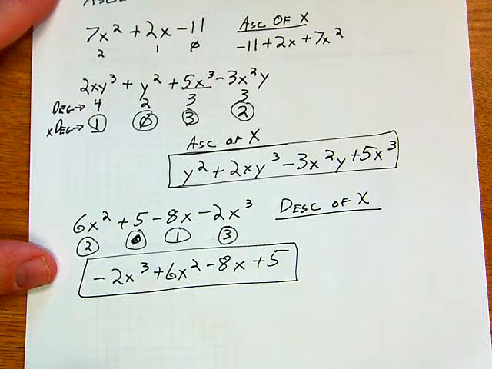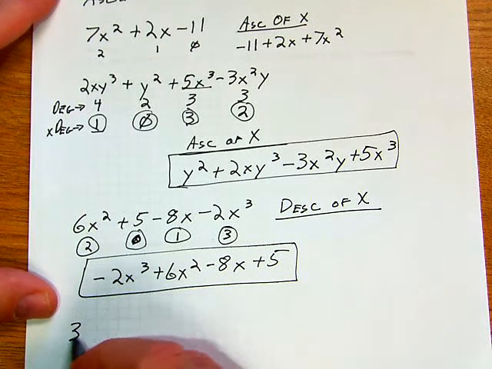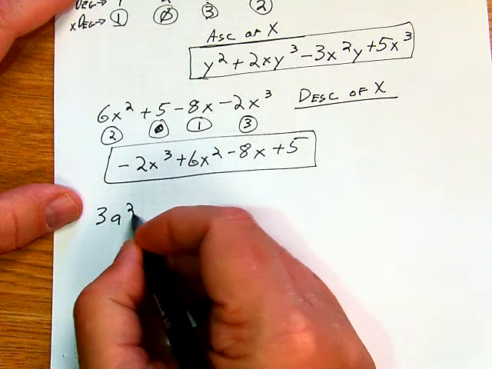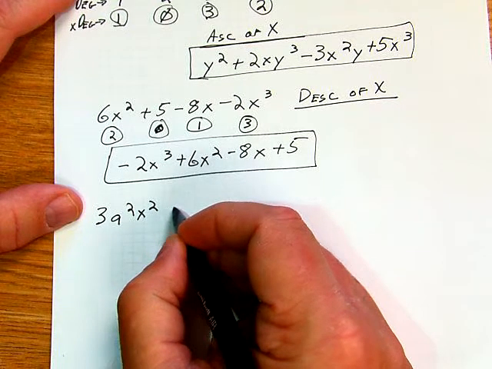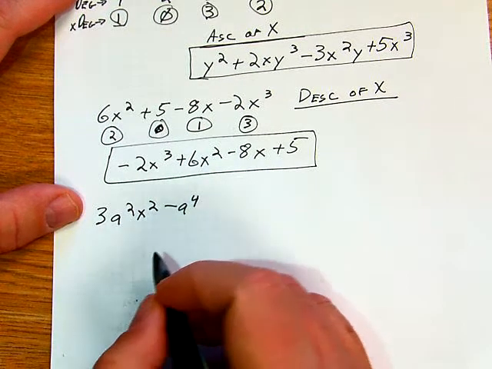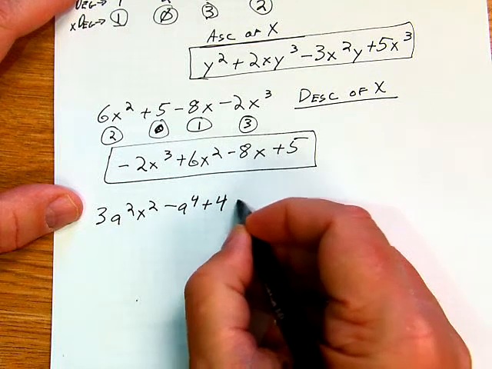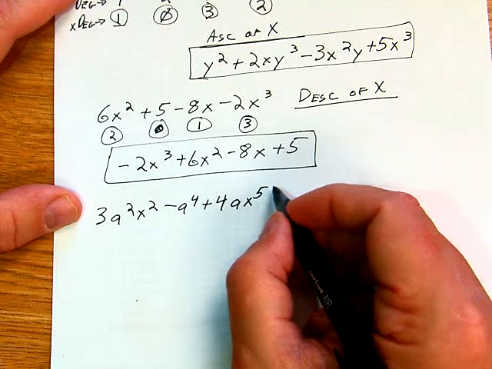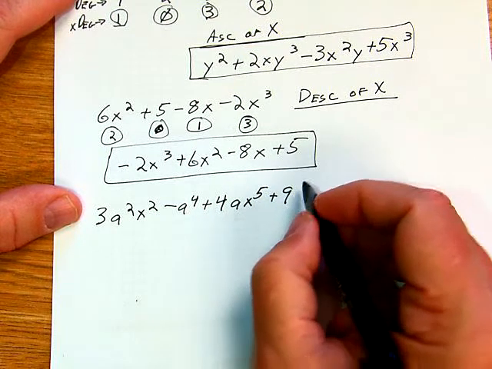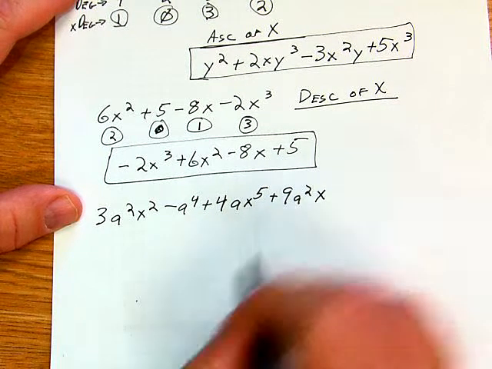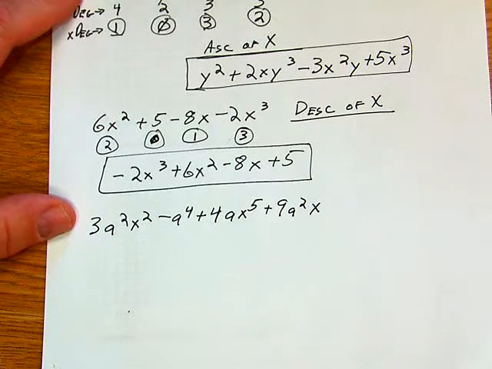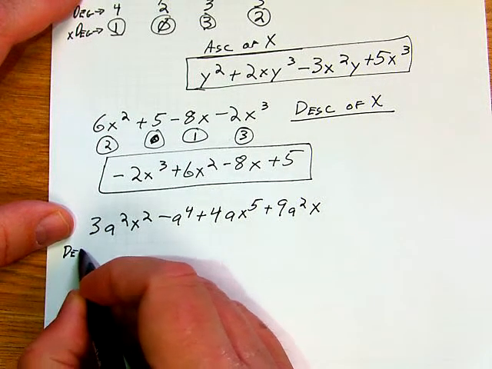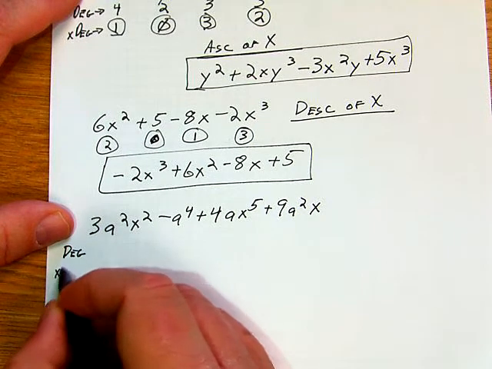And the last example, one with mixed variables: 3a squared x squared minus a to the 4th plus 4a x to the 5th plus 9a squared x. So if we have this, let's find out the degrees of the terms. So let's do it again like we did before. There's the degree of the whole monomial, and then we'll find out the x degree.